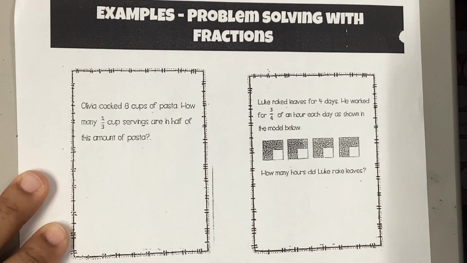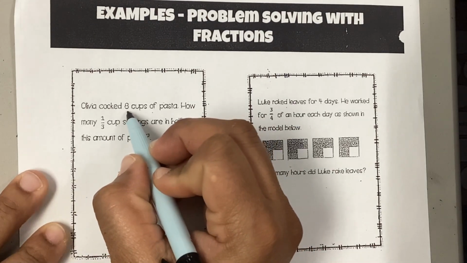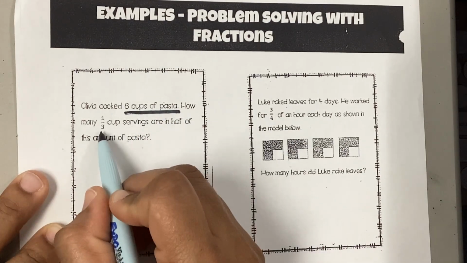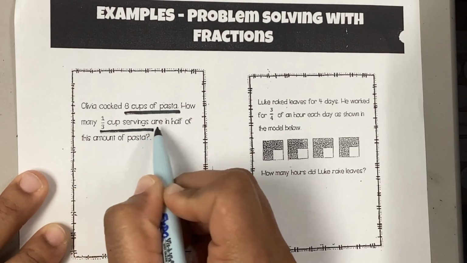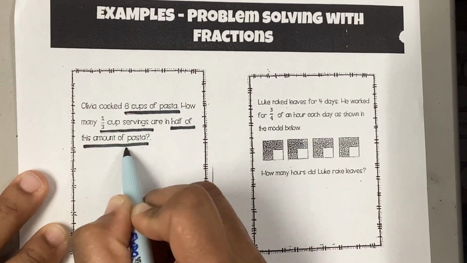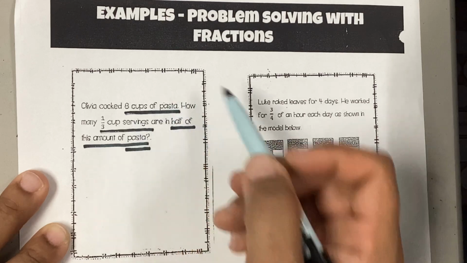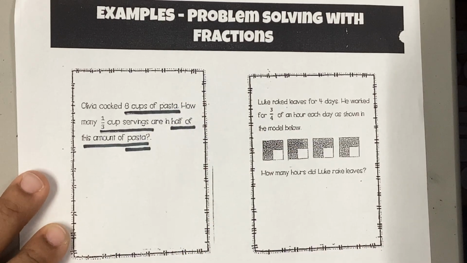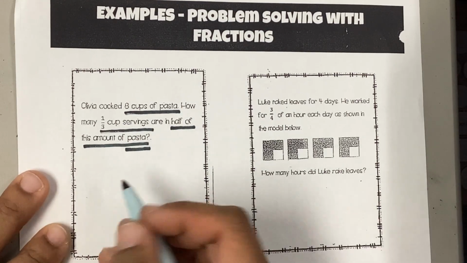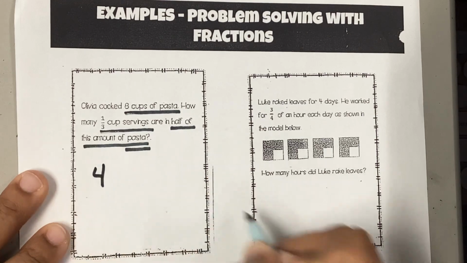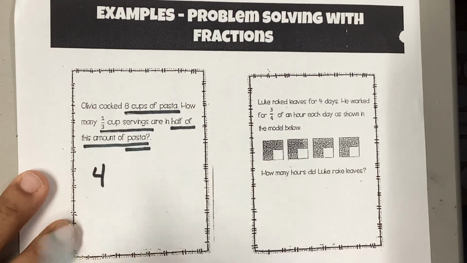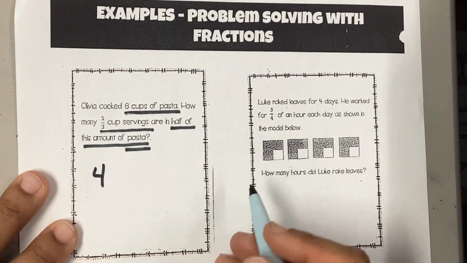So there's some things that we need to underline. First, we need to know that we have 8 cups of pasta. We want to do 1/3 cup servings, but we're actually looking for only half of the amount of pasta. So in this case, there are 8 cups of pasta. We want to know what is half of 8. So 8 divided by 2, because half of that, and we get 4 cups of pasta. We want to know how many 1/3 cup servings are there in 4 cups of pasta.